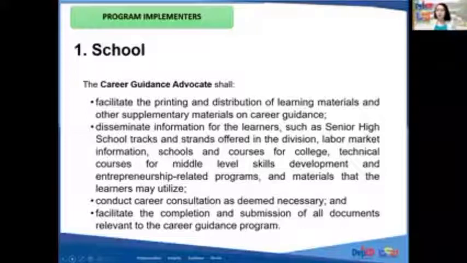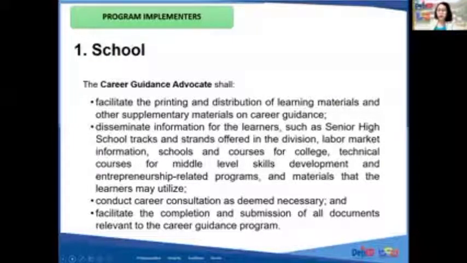Pero wag namang sobra-sobra doon dahil mahihirapan din yung career guidance advocate natin, no? So yun po, para mas maging efficient din sila. And you can also maximize yung mga possible services na maaring maibigay ng ating career guidance advocate. So for the career guidance advocate, it is good that you attended this national orientation.